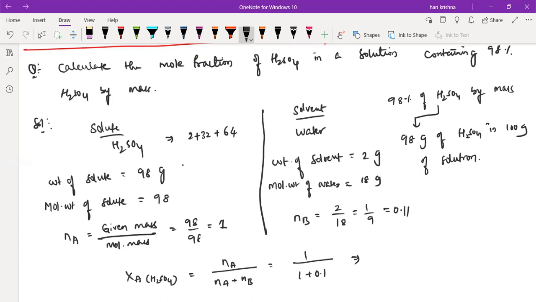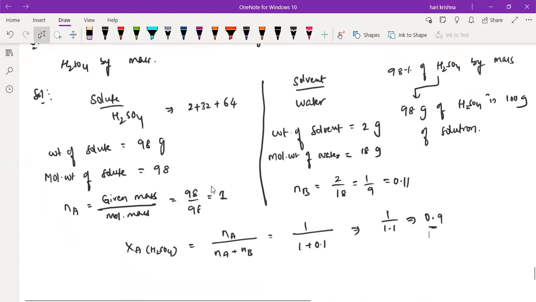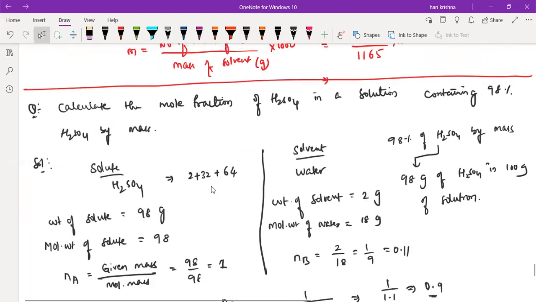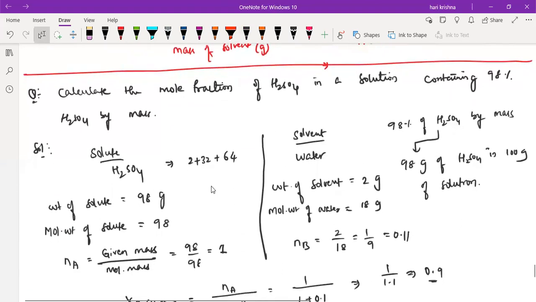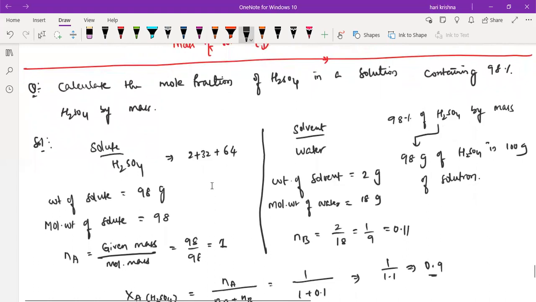What is the answer? 1 by 1.1 approximately equal to 0.9. Okay, so this is how we will calculate the mole fraction of the H2SO4. Any doubts in this problem? Yeah, good. 0.9.